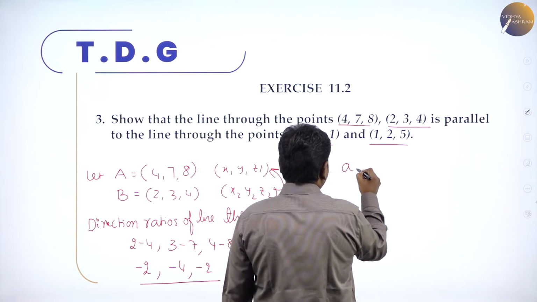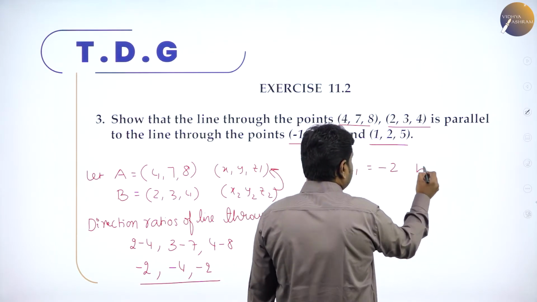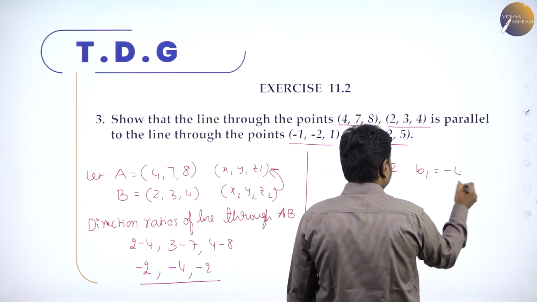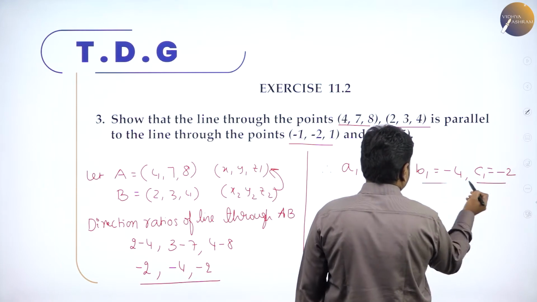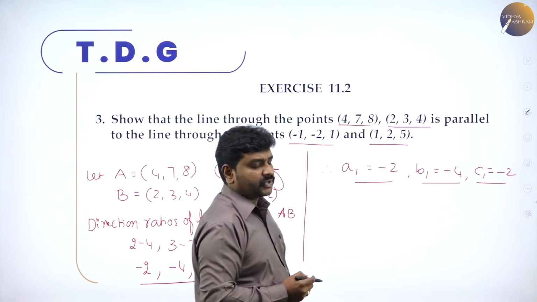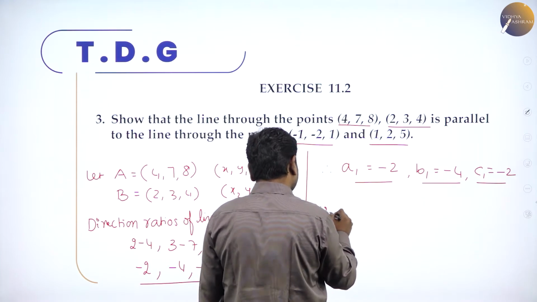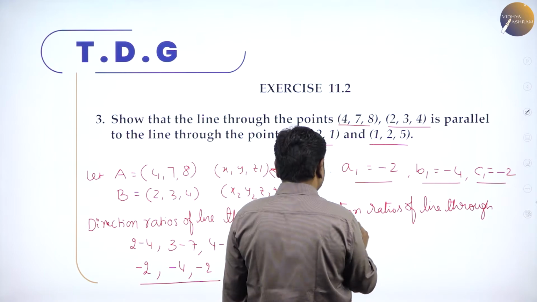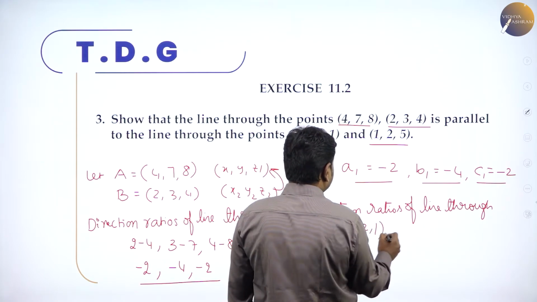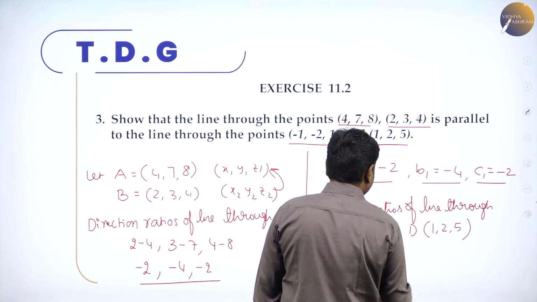Therefore, A1 is minus 2, B1 is minus 4, C1 is minus 2. These are the direction ratios of the first line. Now we'll go to the second line. Now direction ratios of the line through two more points, say C(minus 1, minus 2, 1) and D(1, 2, 5). You know how to find direction ratios.